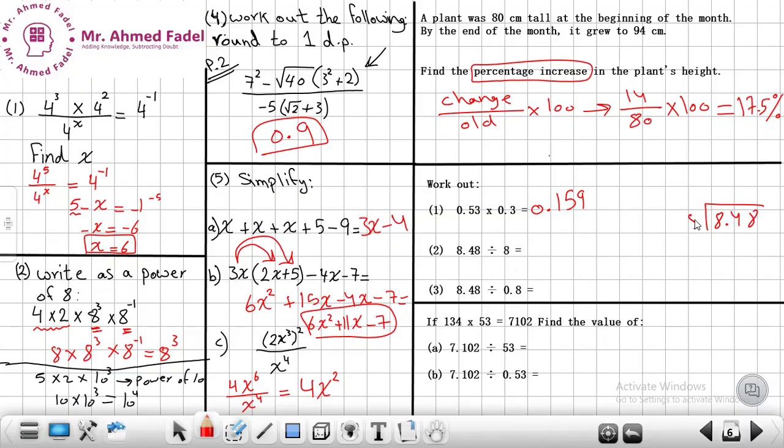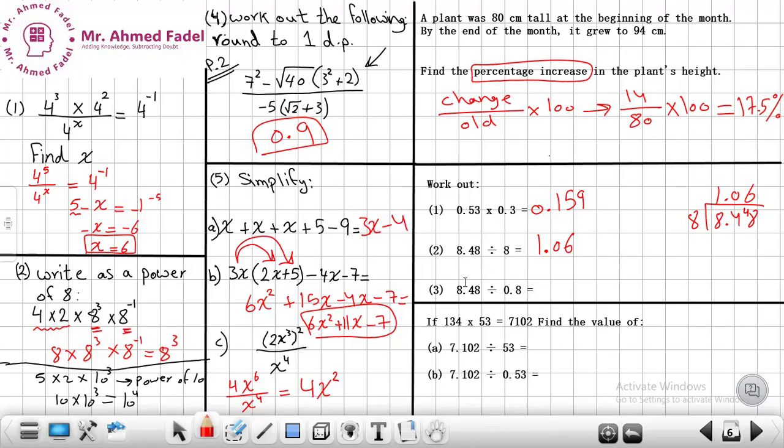8.48 divided by 8. You can ignore the decimal point for now, or you can put it up in the same place and ignore it. 8 goes into 8 one time, 8 goes into 4 zero times, and I will have 4 remaining. 8 goes into 48 six times. So it is 1.06. You can simply divide 848 by 8. It will give you 106. Then you put two decimal places, so 1.06.